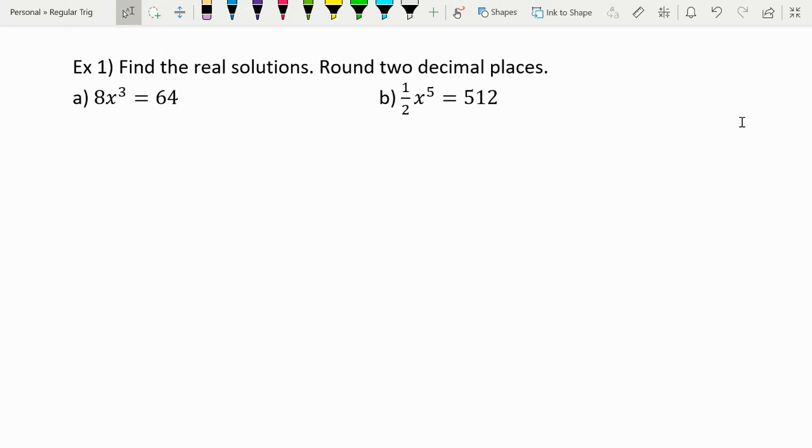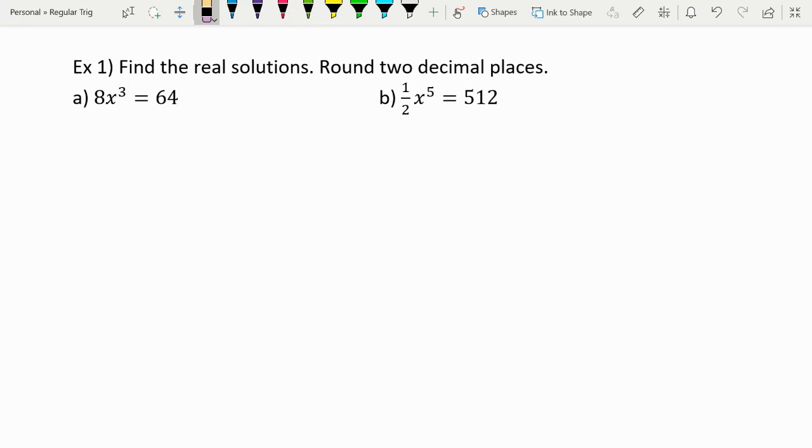Now, a couple of things I do want to remind you of. What's being raised to the third power? Only the x is being raised to the third power. Remember, I keep telling you guys, people in math are lazy. If there's no exponent, it's always understood to be one. So I hope you know that that 8 is not being raised to the third power.